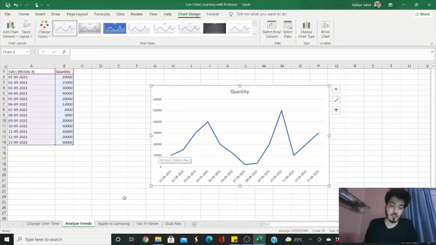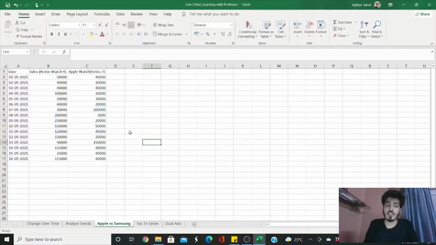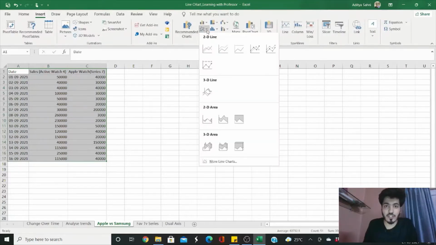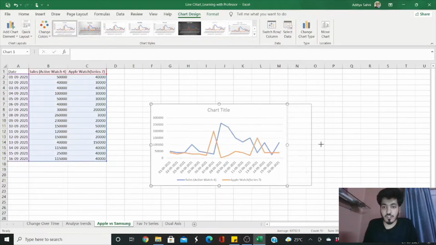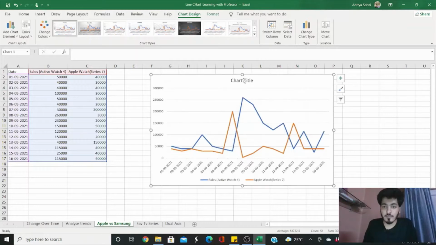The third thing I told you is that we can do comparison using the line chart. Suppose we have the data set of Samsung Active Watch 4 and the Apple Watch Series 7, and we want to see how the sales numbers are going for these smartwatches. In that case we can simply draw the line chart. So let me draw it. Perfect. Now you can easily see from this graph that the blue represents the Active Watch 4 and the orange represents the Apple Watch Series 7.